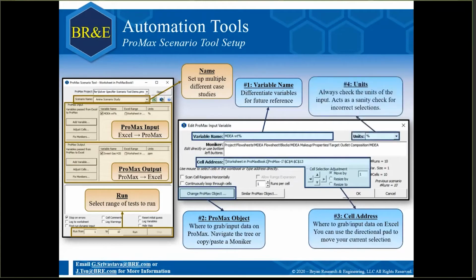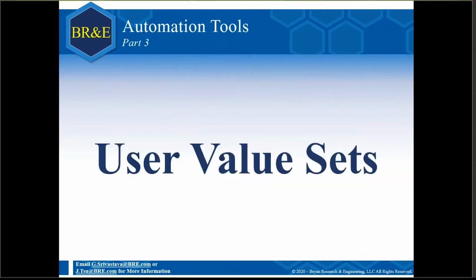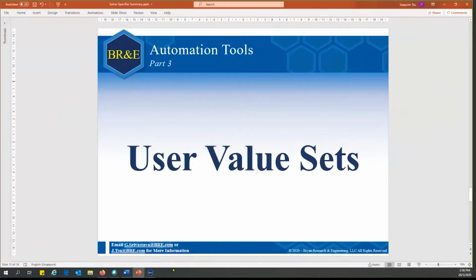And the last, and the thing that I would say is quite useful as a sanity check, is the units. You want to make sure you have the correct units being grabbed and input into ProMax. And this acts as a sanity check because if you intend to put mass flow rate and you see kilomoles per hour here, you know something's up and you should double check your work. Okay, so let's move on to the demo.